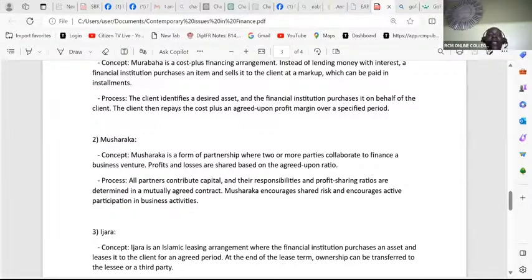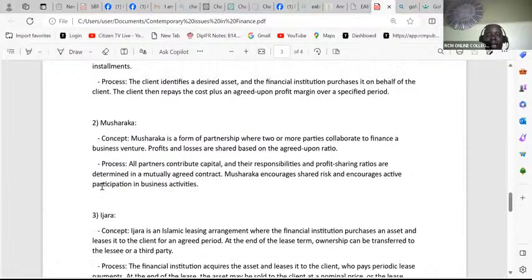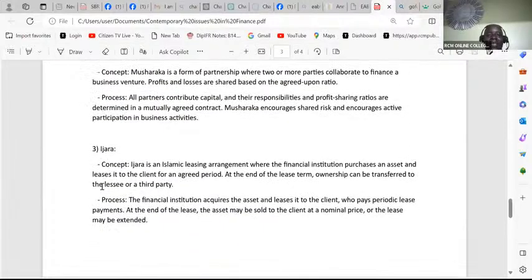All right. Then we have Ijara. Ijara is a form of lease financing. So what happens under Ijara? Ijara is an Islamic leasing agreement where the financial institution purchases an asset and leases it to the client for an agreed period. At the end of the lease term, ownership can be transferred to the lessee or a third party.